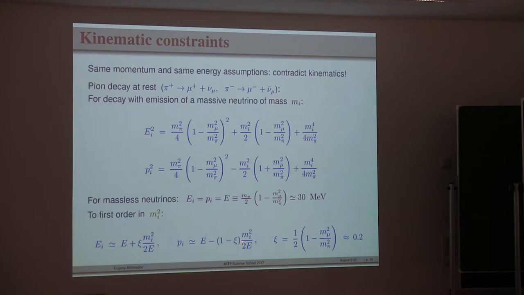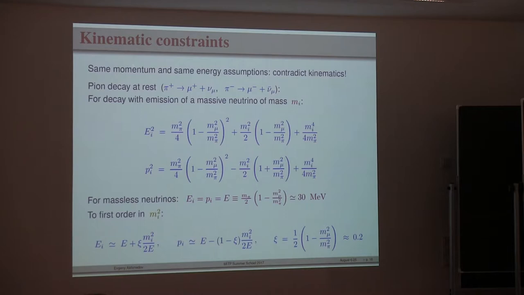Now, the same energy and same momentum assumptions would correspond to psi equal to 0 or psi equal to 1. If psi equals 0, we have the same energy. If psi equals 1, we have the same momentum. In reality, psi is equal to 0.2, neither 0 nor 1. Moreover, if we consider the decay of charged pion not into muon and muon neutrino, but into electron and electron neutrino, we'll have to put here the electron mass, and psi will be just 1/2 with good accuracy. So we would be exactly between the same energy and same momentum situations.